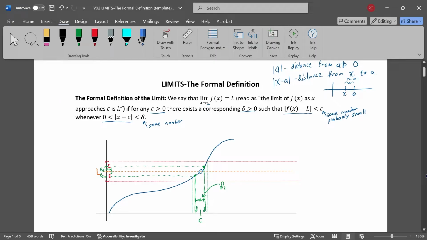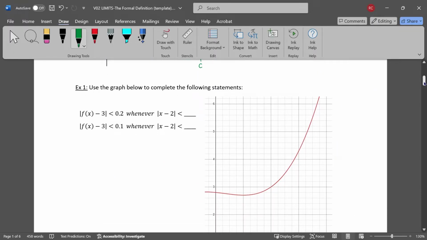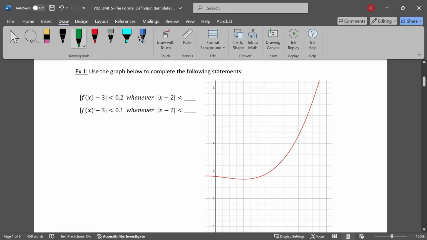Let's go ahead and take a look at an example here. So we're going to use the graph below to complete the following statements. So here we've got the distance from f of x to 3 is less than 0.2 whenever the distance from x to 2 is less than what?